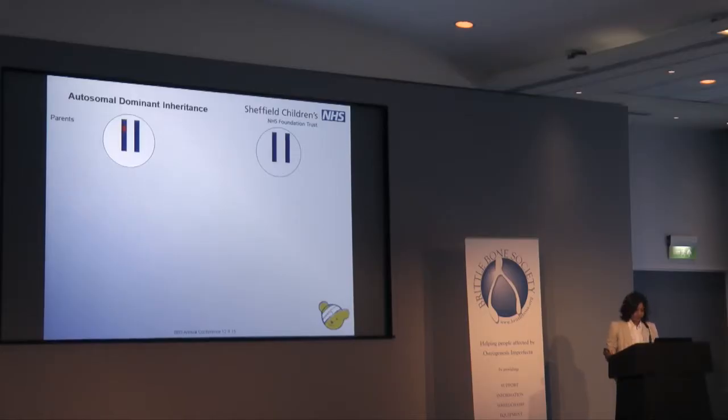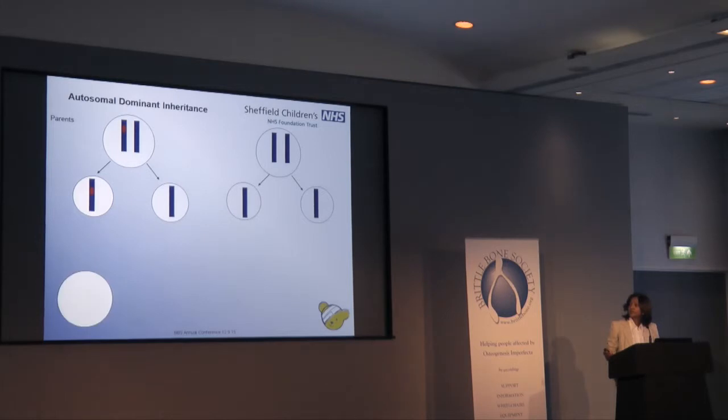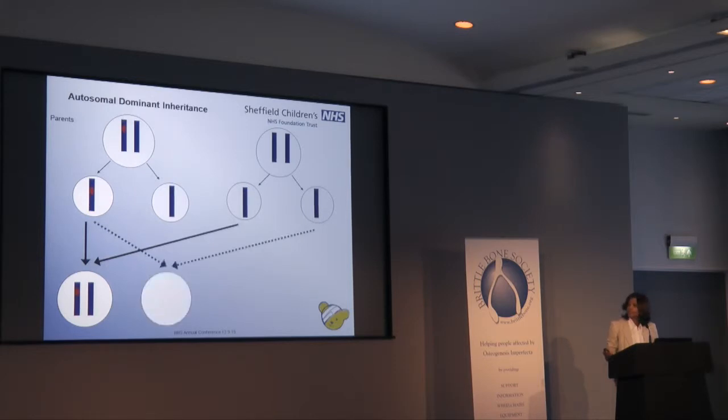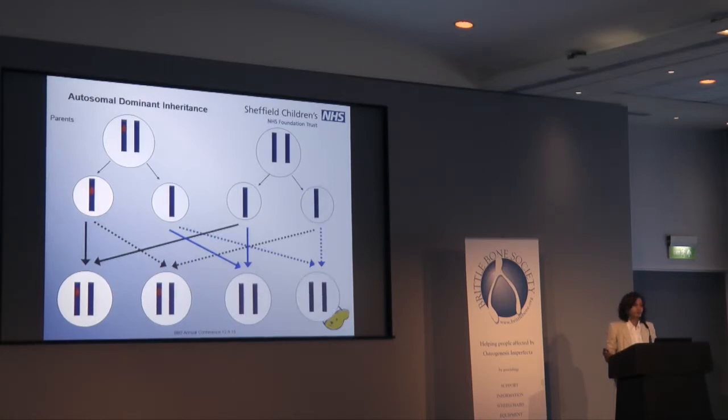To illustrate, here I've got an example where a parent carries a faulty copy of the gene and the other copy is normal, and the other parent is absolutely fine. When it comes to them having children, the parent with, for want of a better word, the faulty copy of the gene has to pass on either their normal copy or the faulty copy. If the parent passes on the faulty copy of the gene, the child has inherited the condition. And if they pass on their normal copy of the gene, the child's okay. So it's 50-50 or 1 in 2.